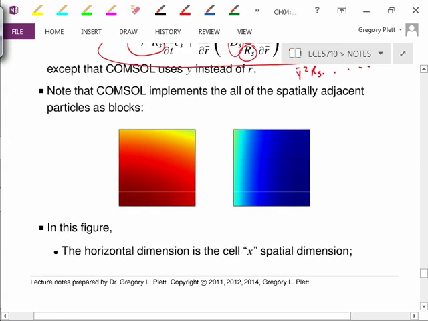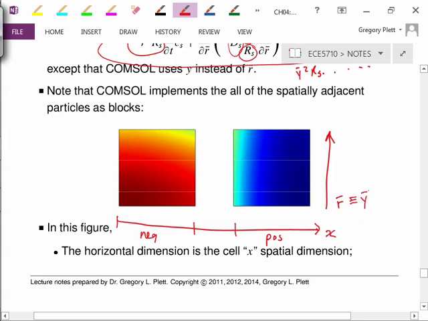This picture visualizes how COMSOL implements the equations. So this is the x dimension of this cell. This is the negative region, and this is the positive region. And this here is the r bar dimension, which is implemented as the y dimension of this cell. That means that this here is y bar equals 1, this is y bar equals 0, so this here is the surface of particles, and this is the center of particles.